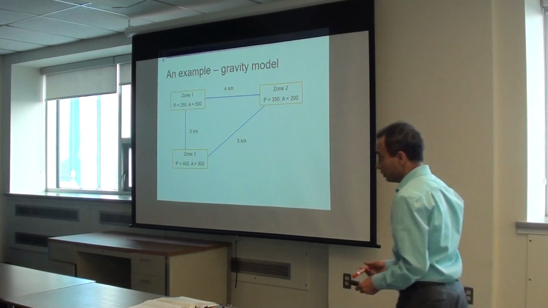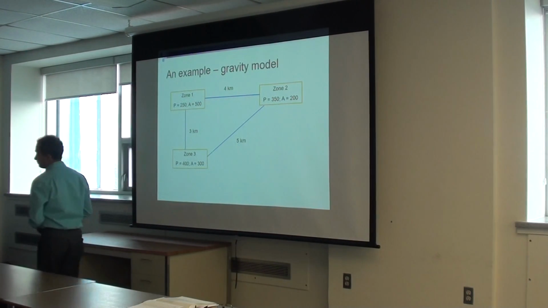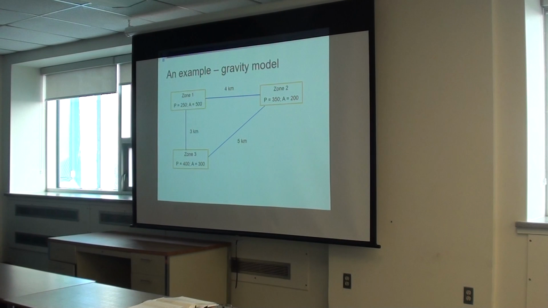So we have to distribute T12 and T13. That's our job. What is our production for T1? It is 250. That's what we need to distribute. And then you have this function. So what is the attraction for zone 2? The notation A_J also tells you what is the attraction for zone 2.